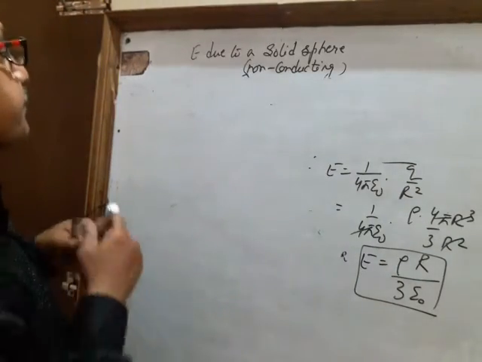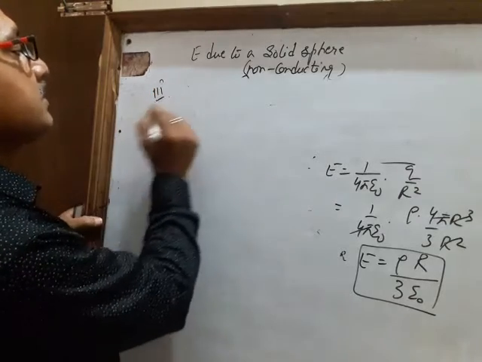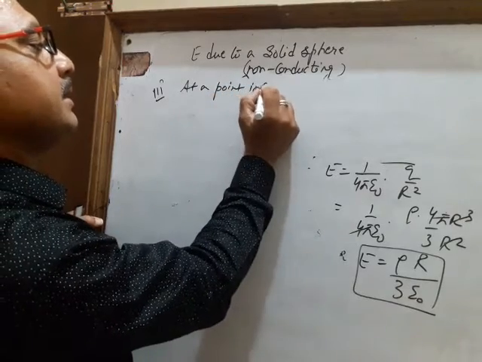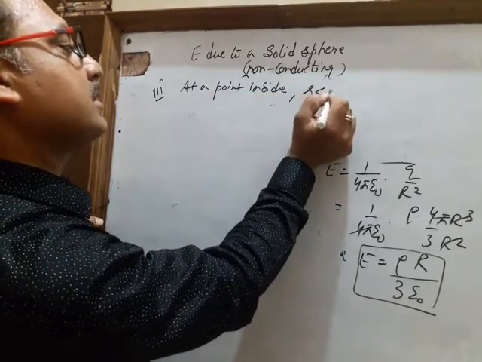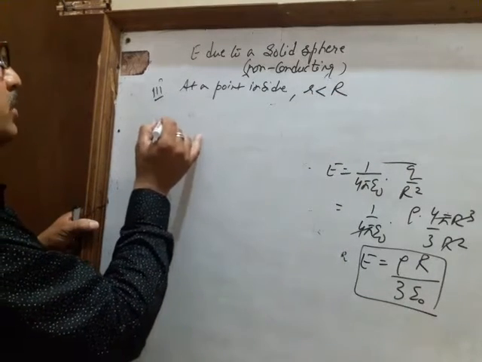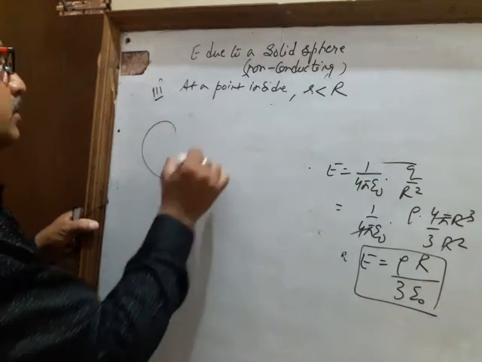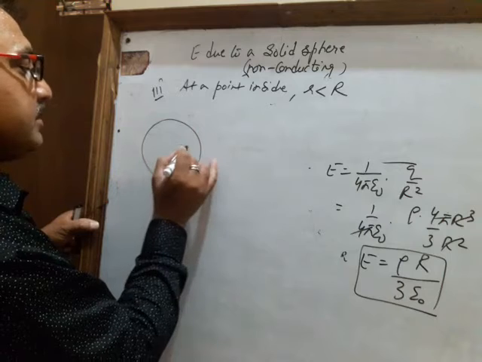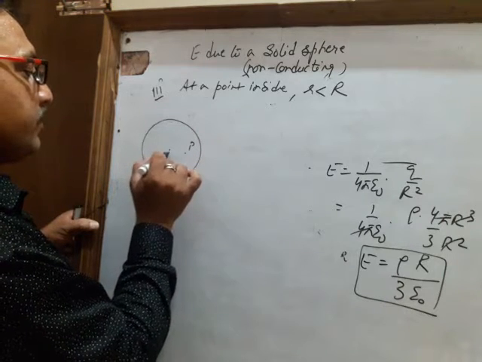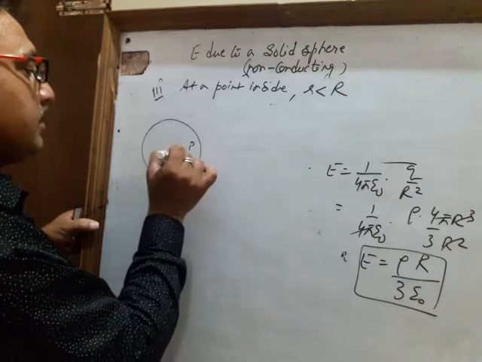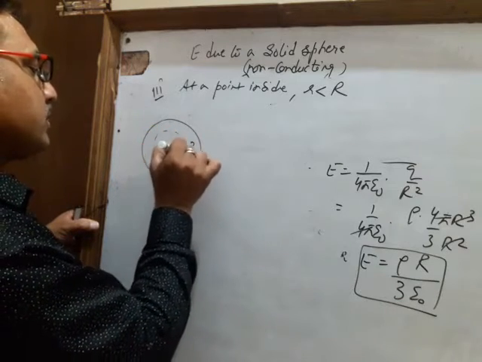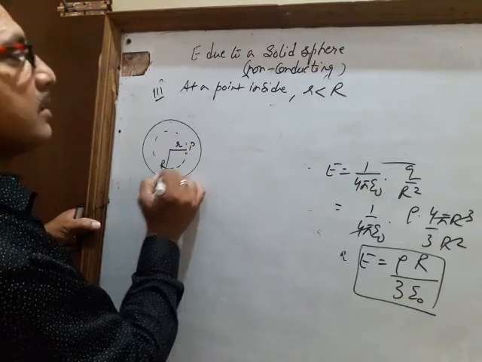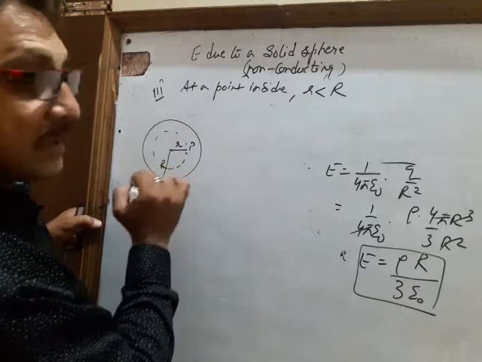and that is the third case. At a point inside, means small r is less than capital R. So you take, first of all, this was your sphere, and if I say take the point inside, suppose this is P now, this was the center, this is your R. Taking this point P, you have to draw one sphere now. This is small r, and this was capital R, no? So this small r is smaller than capital R.